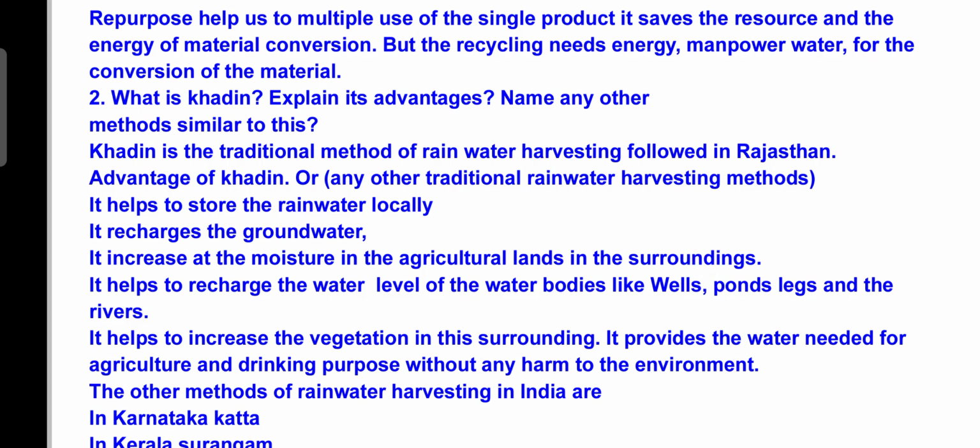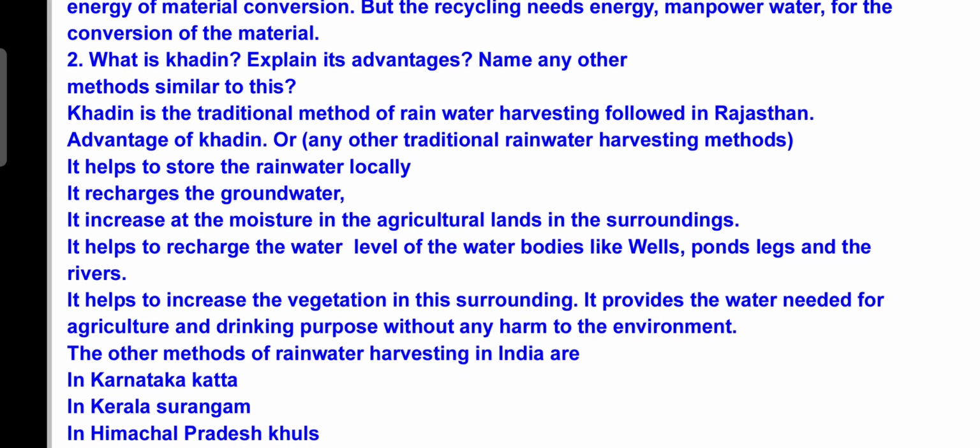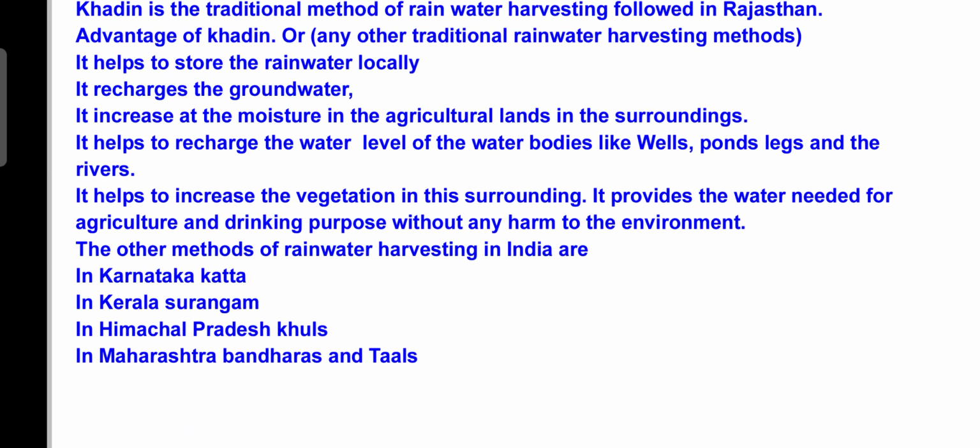Or you may be asked what are the uses of check dams or small dams. The answer will be all similar to these points. So these rainwater harvesting methods like Khadin, or Katta in Karnataka, Surangam in Kerala, Khuls in Himachal Pradesh, or Bandharas or Tals in Maharashtra, all these have the same purpose.